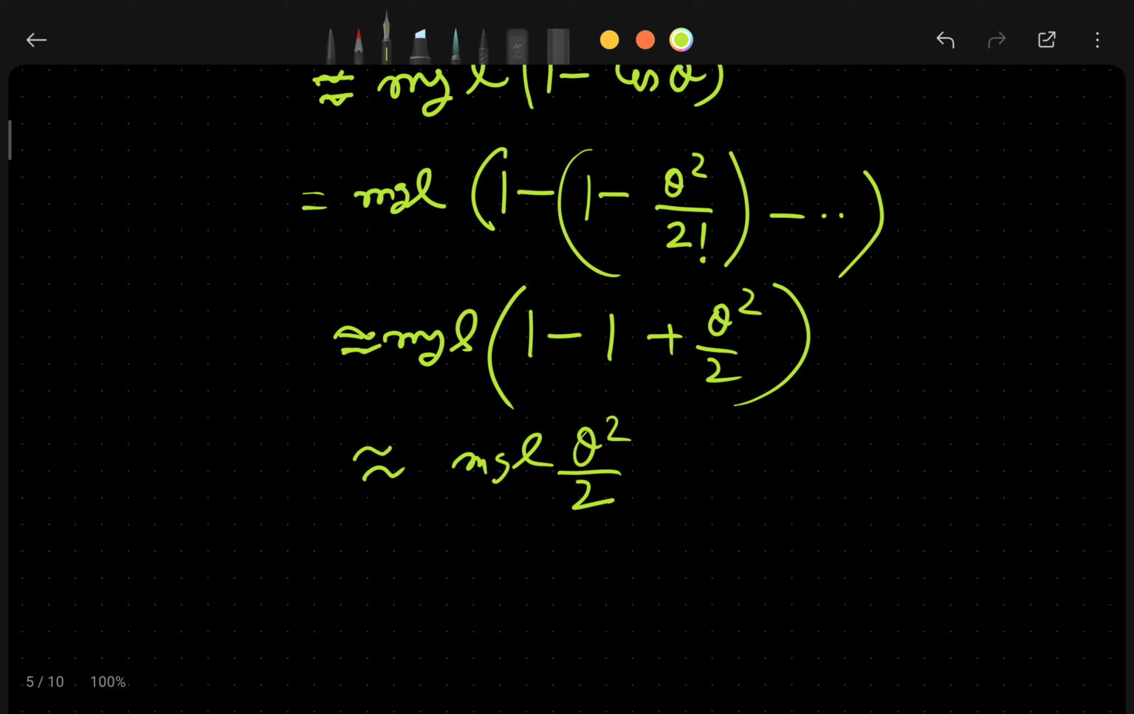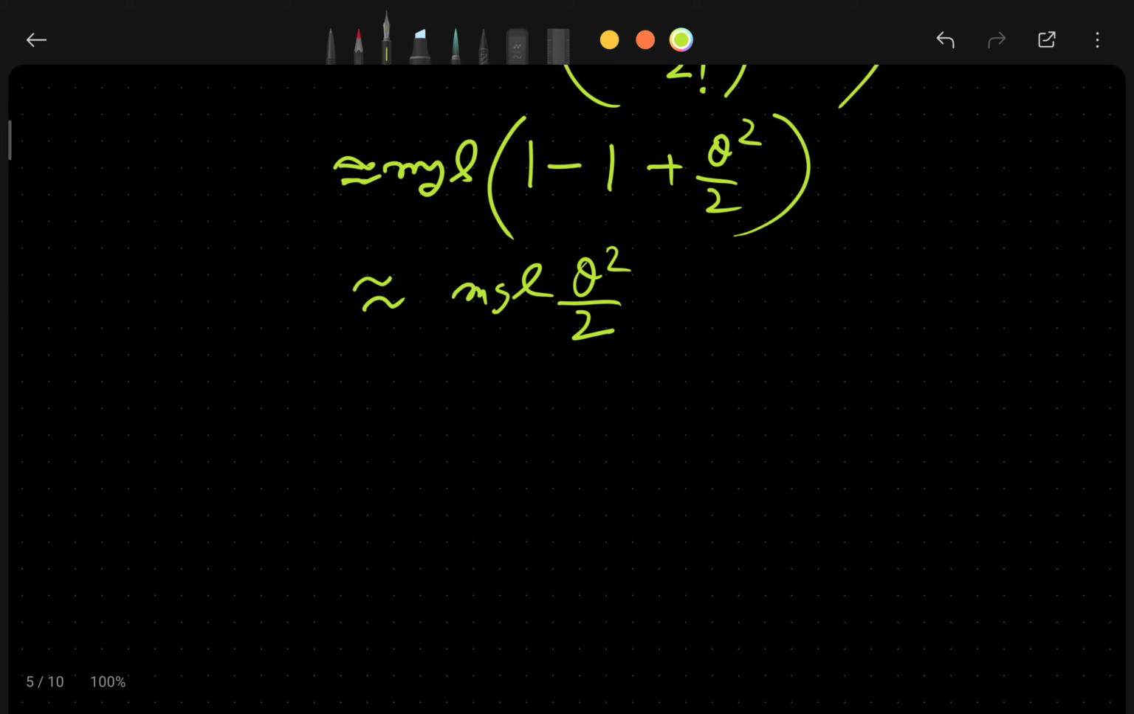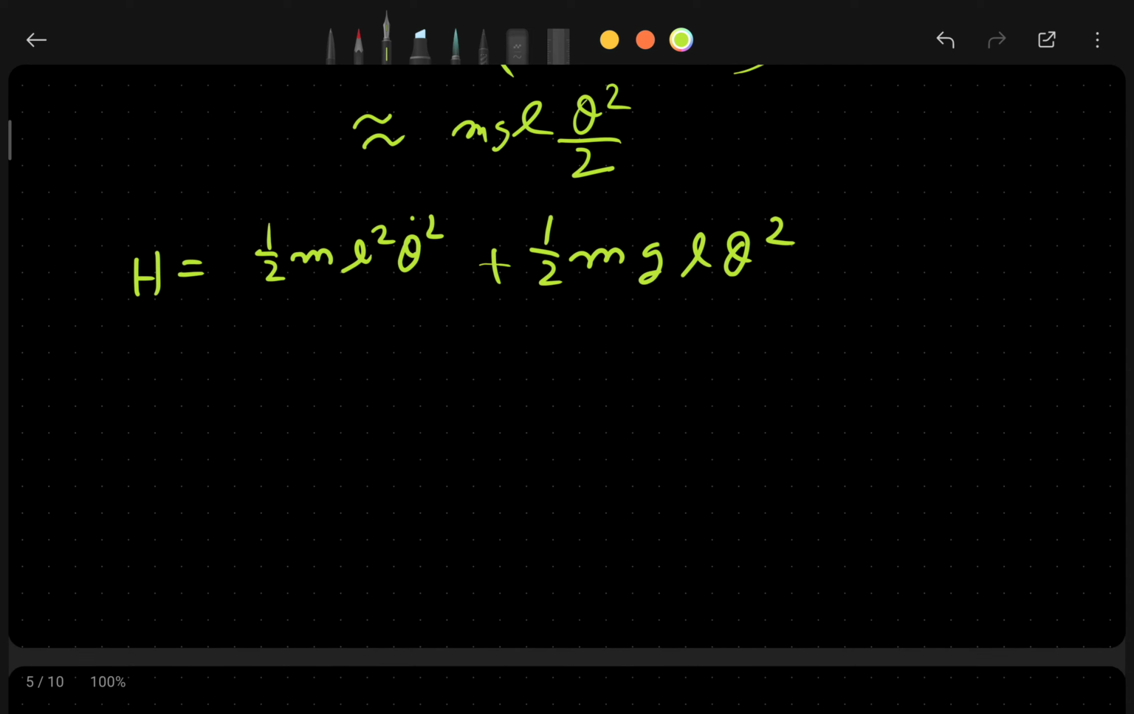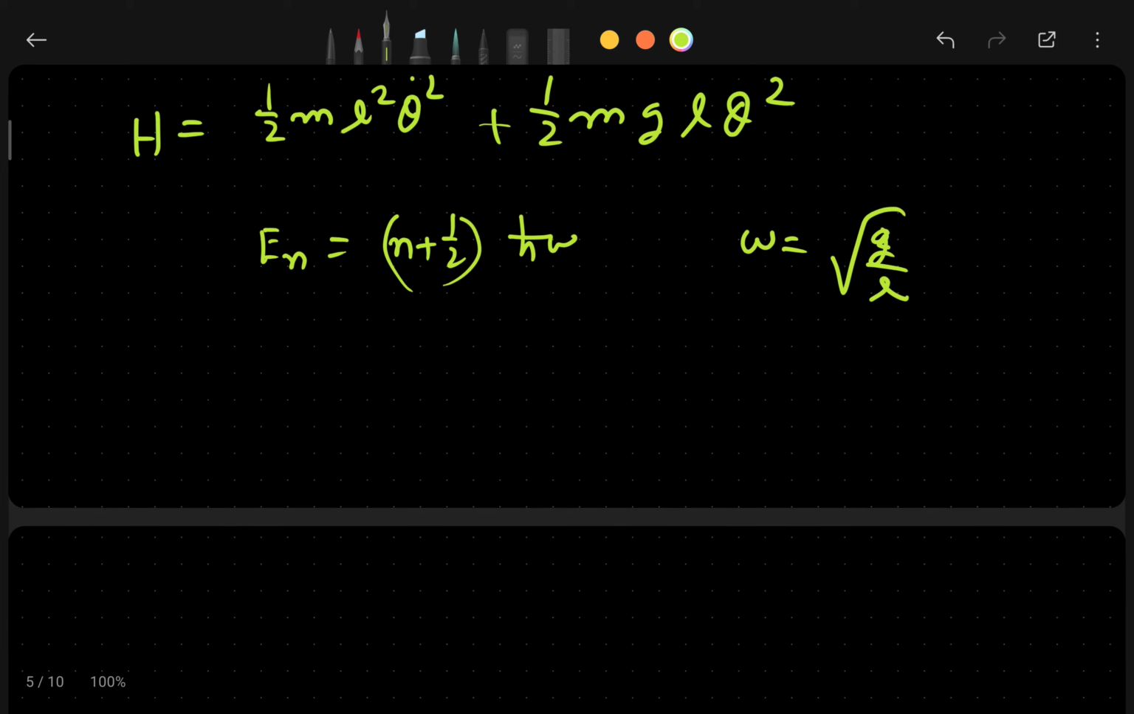And the Hamiltonian of the system, H equal to half m l squared theta dot squared plus half m g l theta squared. By comparing it with the one dimensional harmonic oscillator, we obtain the energy levels of the system, En equal to (n plus 1 by 2) h bar omega, where omega equal to root of g by l.